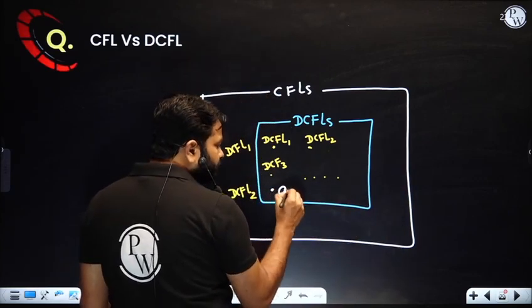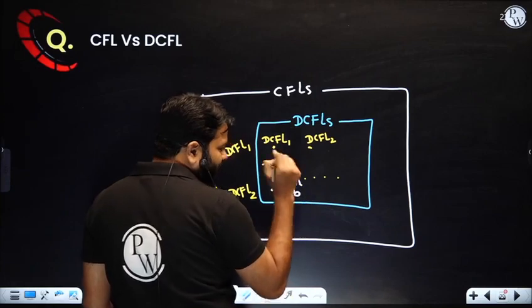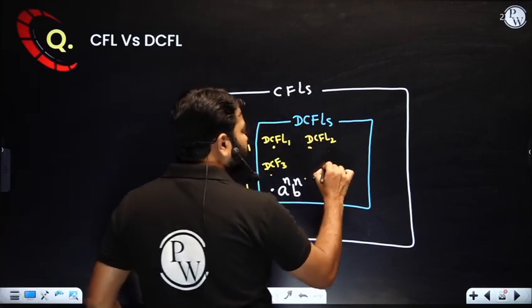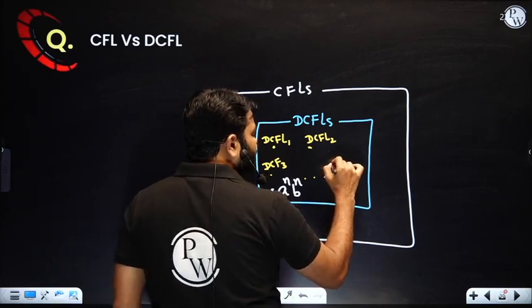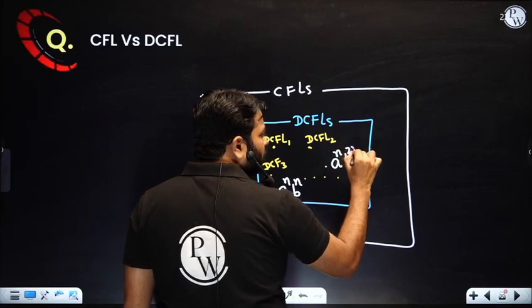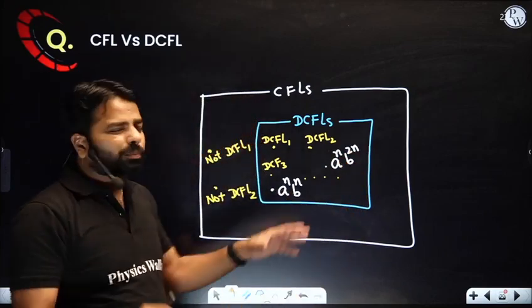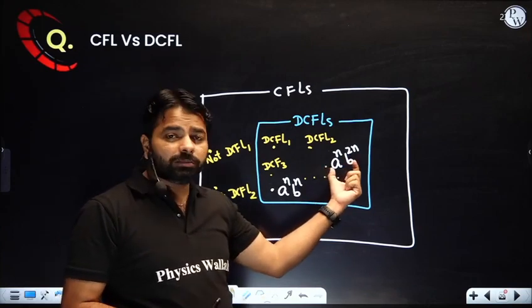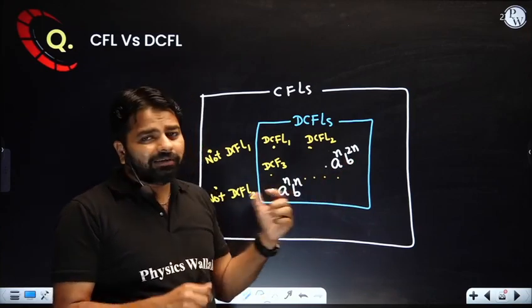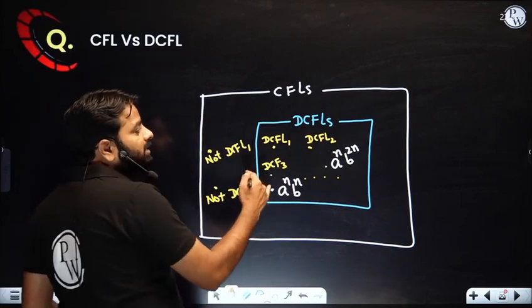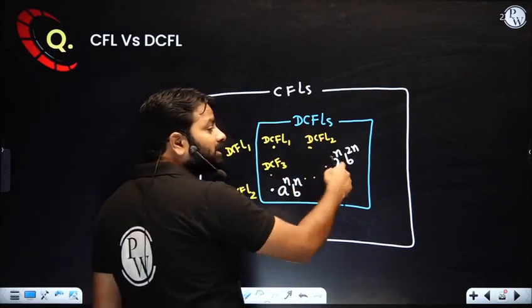Like, we have seen that, right? That comes under this one. Not only this one, there are many other languages. What else we have? a power n, b power 2n. What is this? For every a you push 2 a's, so that for every b you can pop 1 a. So this is possible deterministically. So this kind of language comes under this DCFL class, whereas outside DCFLs, anyhow they are CFLs too.